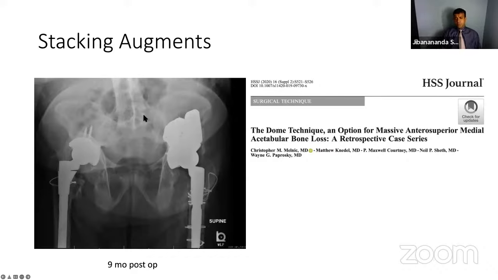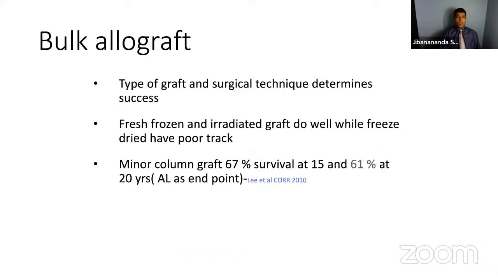Now, this is published very recently from the HSS group, where they describe the same technique as we have been doing from before, with some good medium-term results. I think the follow-up was like 18 months or 2 years for them. But again, this is a described technique and nothing new. Certainly a very expensive technique with so many augments to put, but sometimes there's not much option in these situations.